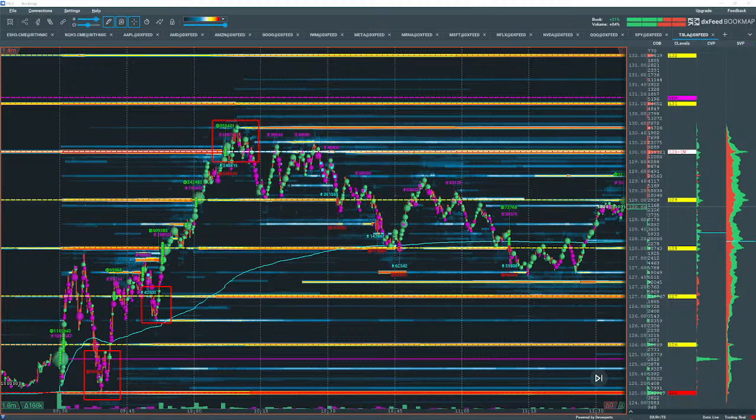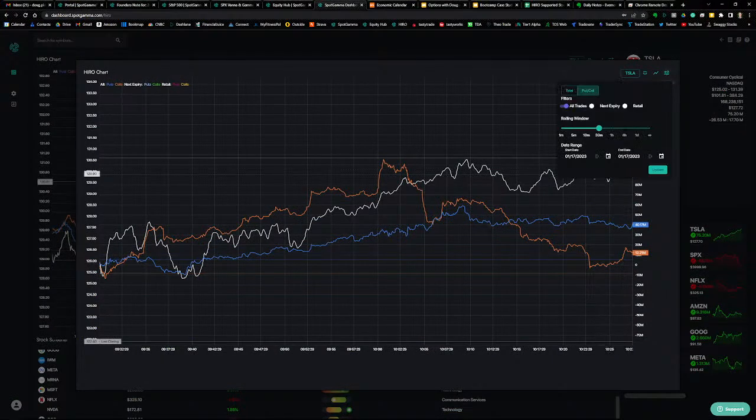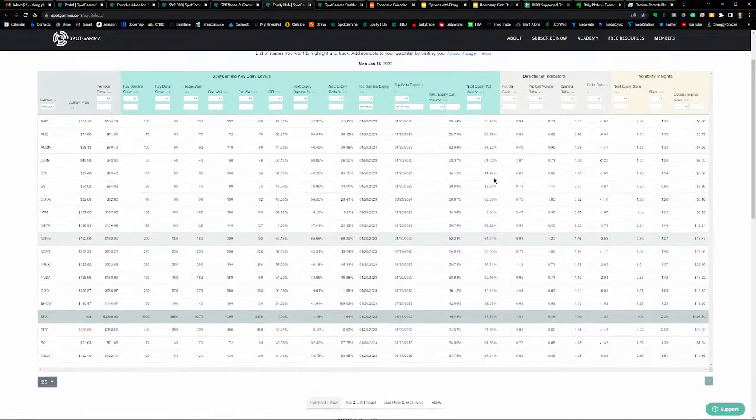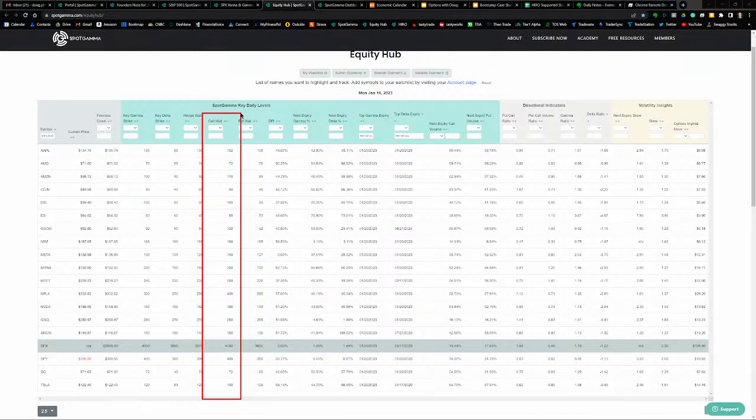And let me do a final check for questions. And in Discord, Gray asked, how often do you update the call wall level? That call wall level comes from Spotgamma. So let's take a look and I'll show you where that comes from. Let's go to Equity Hub. And this is part of a Spotgamma subscription. And this is showing the call wall level.